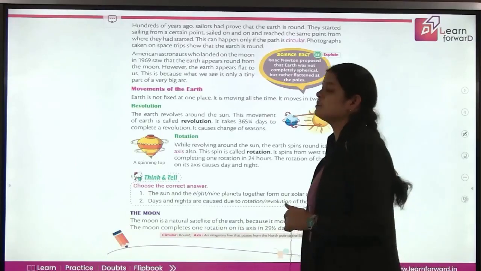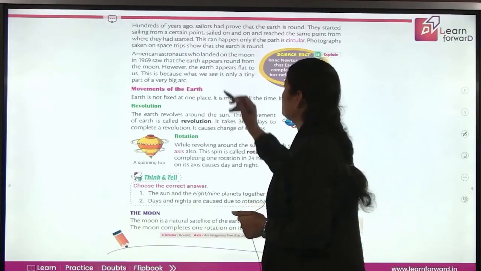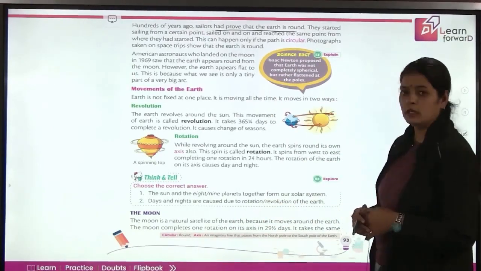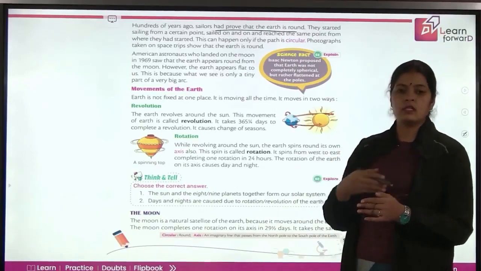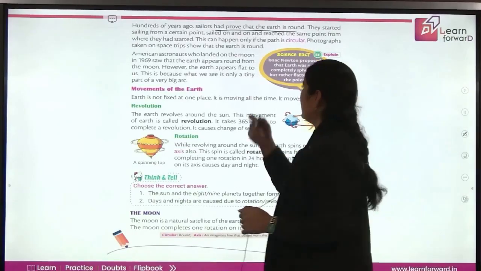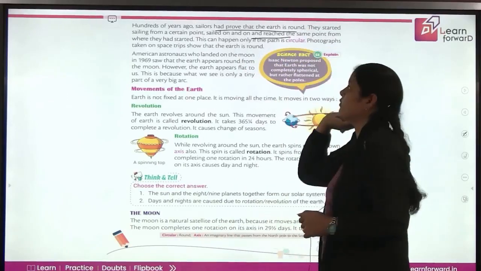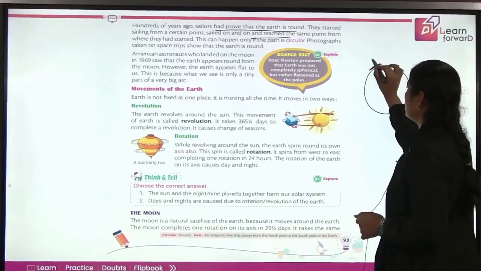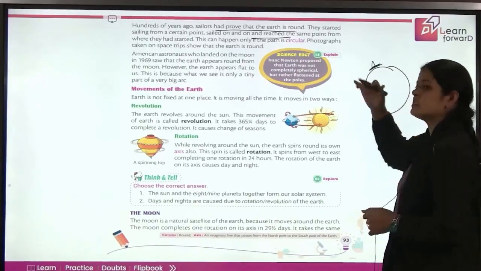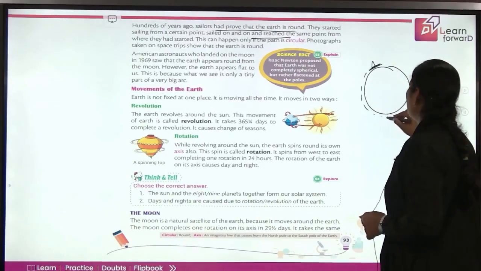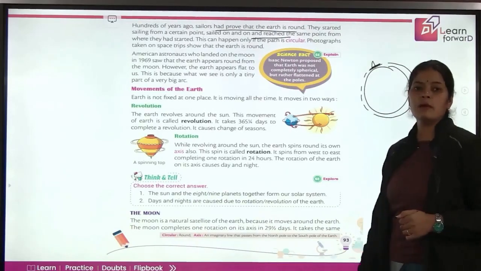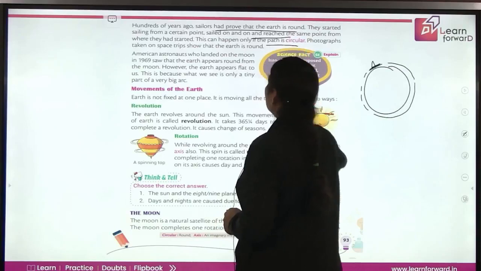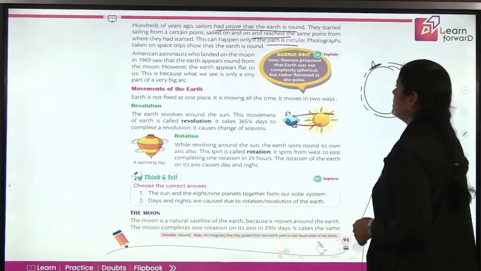Now hundreds of years ago, sailors had proved that the earth is round. How? They started sailing from a certain point, sailed on and reached the same point from where they had started. So it is like this, that this is the earth, and maybe the sailor has started from here. They just kept on sailing, and after a time they reached the same place where they had started. So this is a proof. This can happen only if the path is circular.